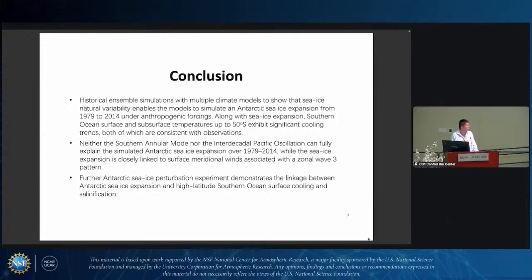Thank you. We have to move on. Oh, wrong time. Yeah. Thanks. Next presentation will be given by Yue Dong on Southern Ocean and ITCZ.